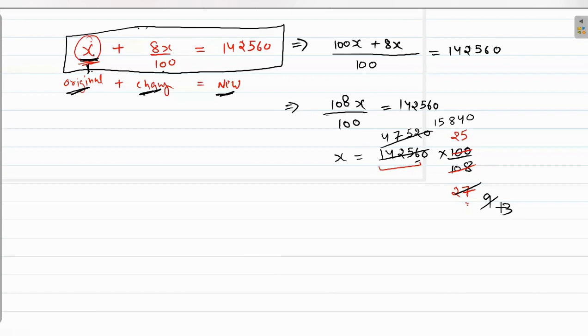Yes, go with it. So we can cut it out. 3 fives are 15. 3 twos are 6. 3 eights are 24. So we got what? You can say x will come out to be 5280 times 25. What answer do you have with you? Yes, 132,000. Perfect.